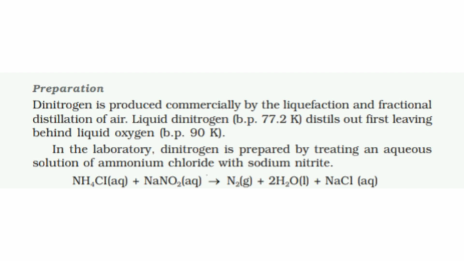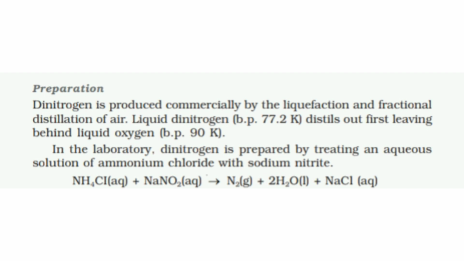Preparation of dinitrogen. Dinitrogen is produced commercially by the liquefaction and fractional distillation of air. Liquid dinitrogen, boiling point 77.2 Kelvin, distills out first, leaving behind liquid oxygen, boiling point 90 Kelvin.